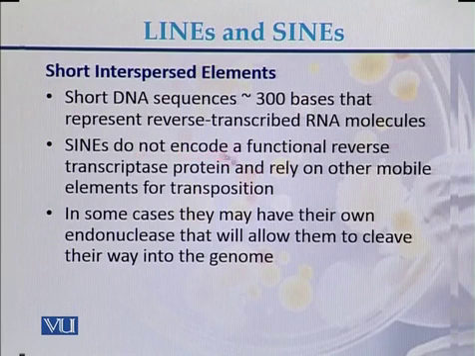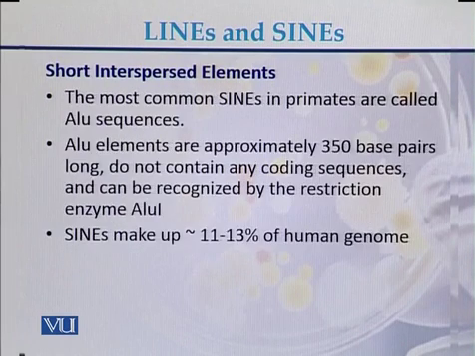SINEs do not encode a functional reverse transcriptase protein, and they rely on other mobile elements for transposition. In some cases, they may have their own endonuclease that allows them to cleave their way into the genome. The most common SINEs in primates are called Alu sequences.